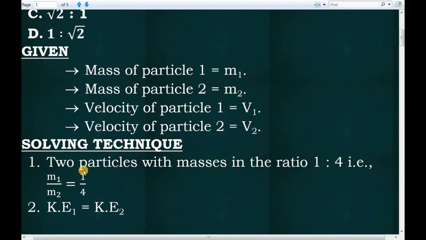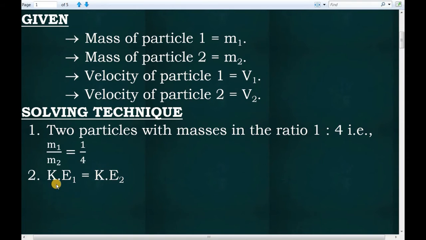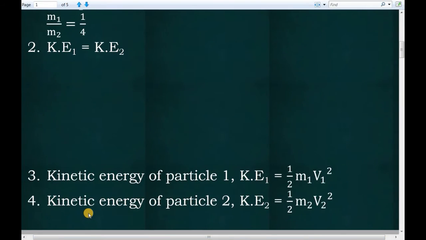We know that the mass ratio of the two particles is 1:4, that is m1 by m2 is equal to 1 by 4. And the kinetic energy of the two particles are same, that is kinetic energy of the particle 1 is equal to kinetic energy of the particle 2. The formula for kinetic energy of the particle 1 is half m1 v1 square, and the formula for kinetic energy of particle 2 is half m2 v2 square. We know that the kinetic energy of both the particles are same, so we can equate these two formulas.